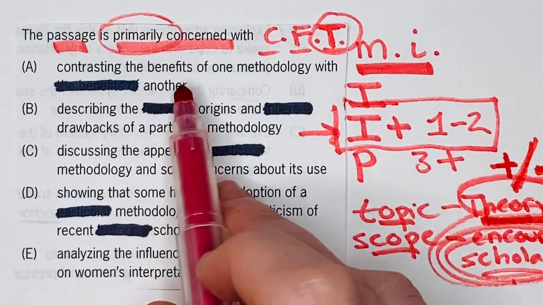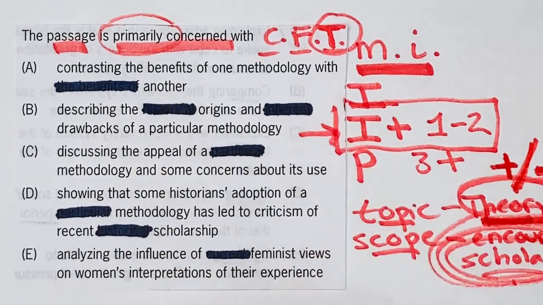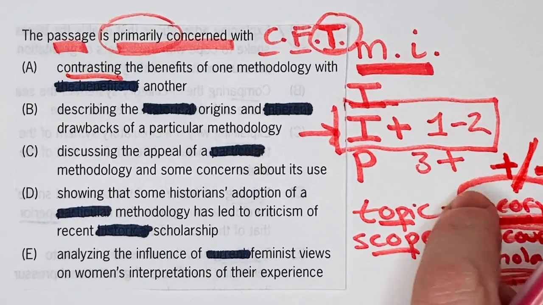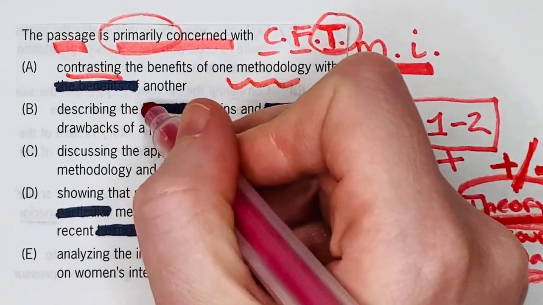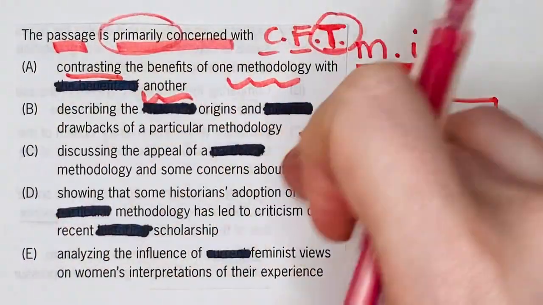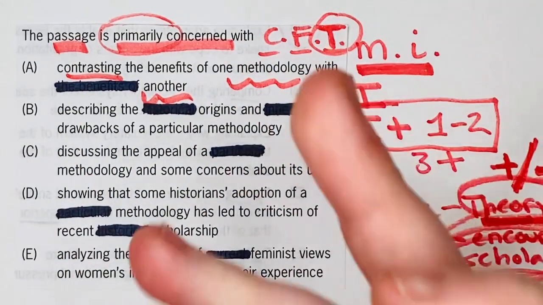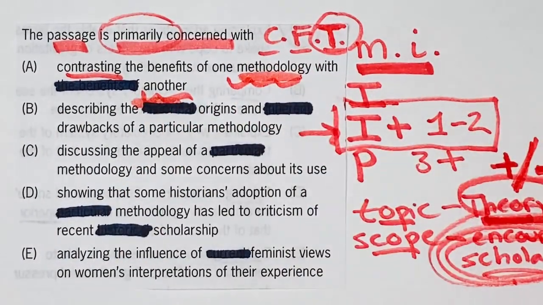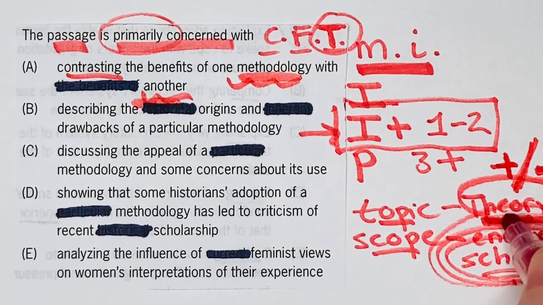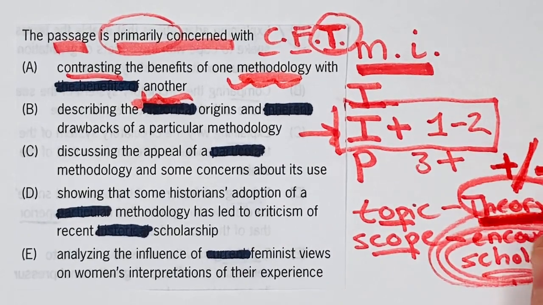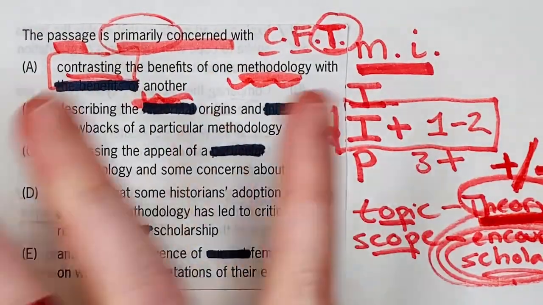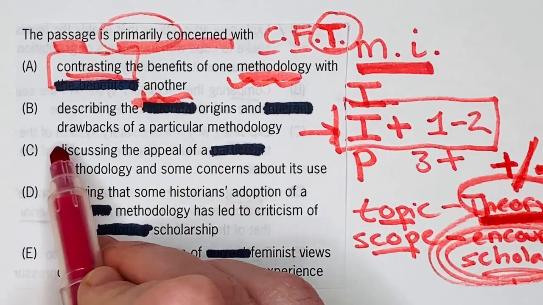So A says, contrasting the benefits of one methodology with another. So this is tempting because contrasting really works with our plus minus, but it's not really about comparing a certain methodology with another methodology. It's just about the impact it has on the scholar. So we're sort of missing the idea of people, right? It's not about saying this one methodology is better than this other methodology. It's about examining one methodology, one theory, and about the impact it has. So I think this could be quite tempting because contrasting is really good. We can absolutely keep it for now, but it's not likely to be the correct answer.